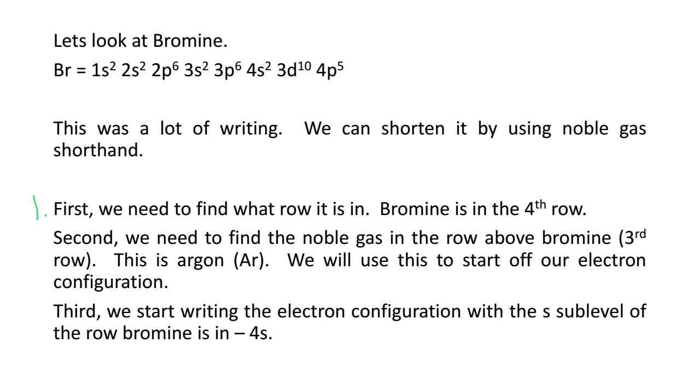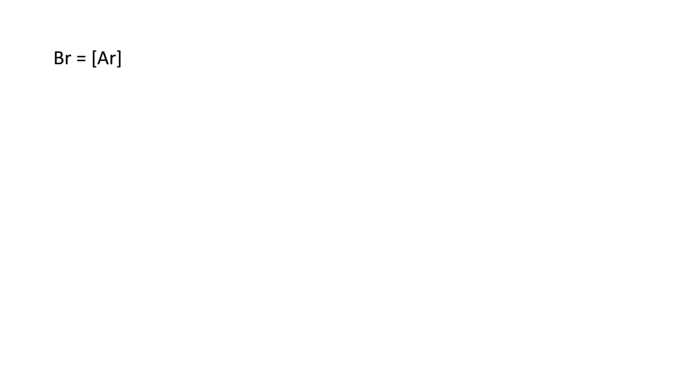So the first step is we need to find what row it is. Bromine's in the 4th row. Second, we need to find the noble gas in the row above the element. In this case, it's the 3rd row. This is argon. We will use this to start off our electron configuration. Third, we start writing the electron configuration part with the s sublevel of the row bromine is in, which in this case is the 4s. So we're going to start with argon, and then we're going to write 4s.